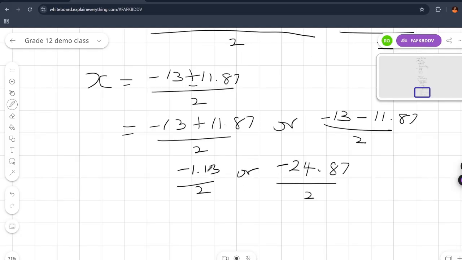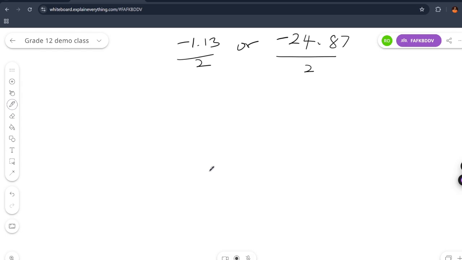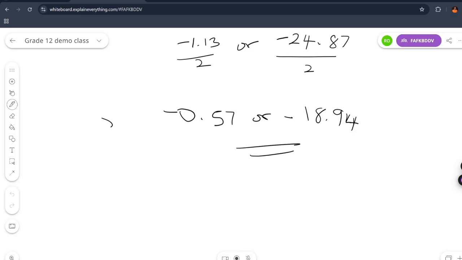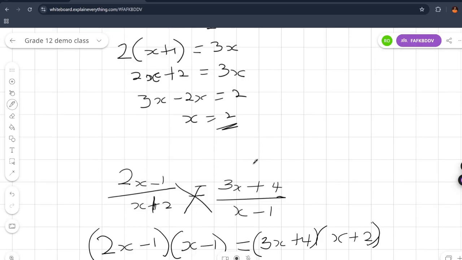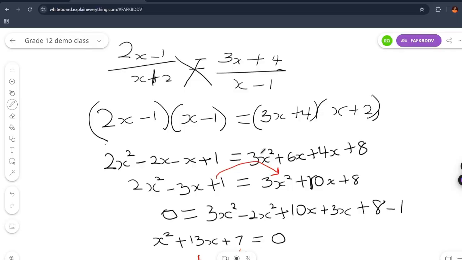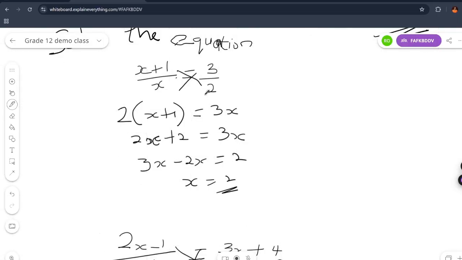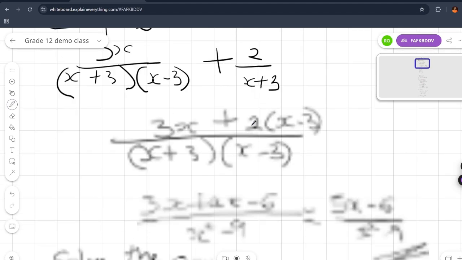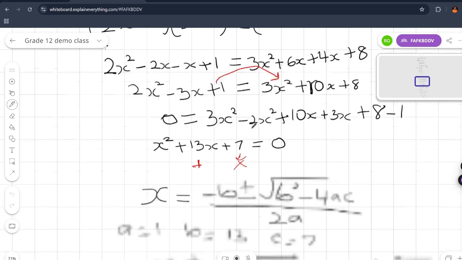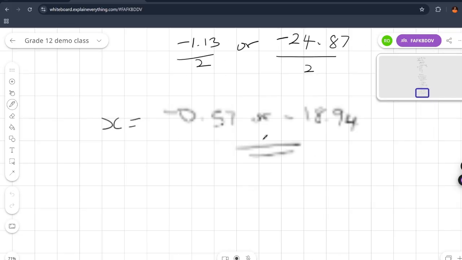Now let's simplify. 1.13 divided by 2 will give what? Minus 0.57, or minus 18.94. So now we just finished simplifying this equation. There are some quadratic expressions or equations that you will just solve. You see how short this is. You see how short this is also. But there are some that will lead to a quadratic equation that you will need to simplify further.